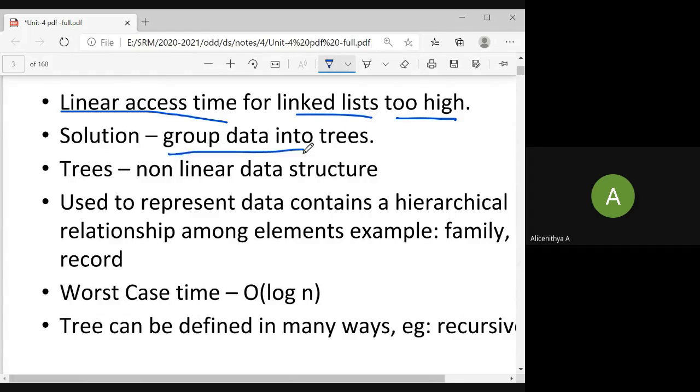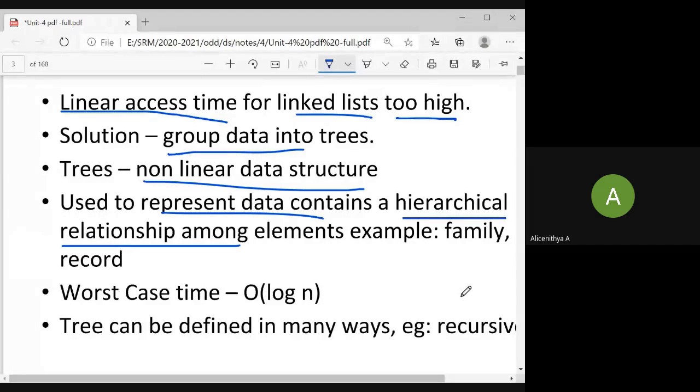If we group data with the help of some common similarities, then we can reduce the time taken. Tree was one such solution for that. Basically it is a non-linear data structure. Here we represent data in a hierarchical fashion. We don't follow any consecutive or linear fashion in this.